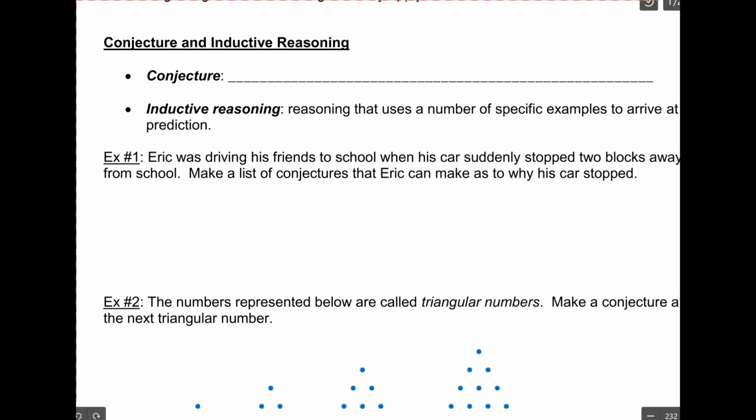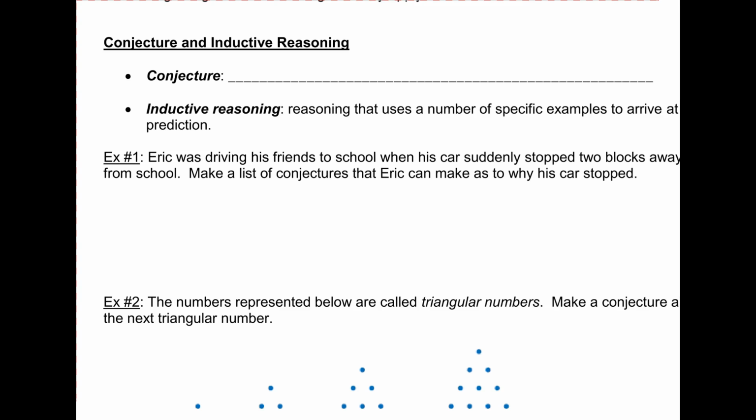So conjecture and inductive reasoning. This first section is all about reasoning, logic 101. So if you're going to be taking a philosophy course in your life, you'll learn about this again. If you're taking a logic course, because I'm actually in the middle of taking a logic course right now, and it's pretty cool. Anyway, conjecture.